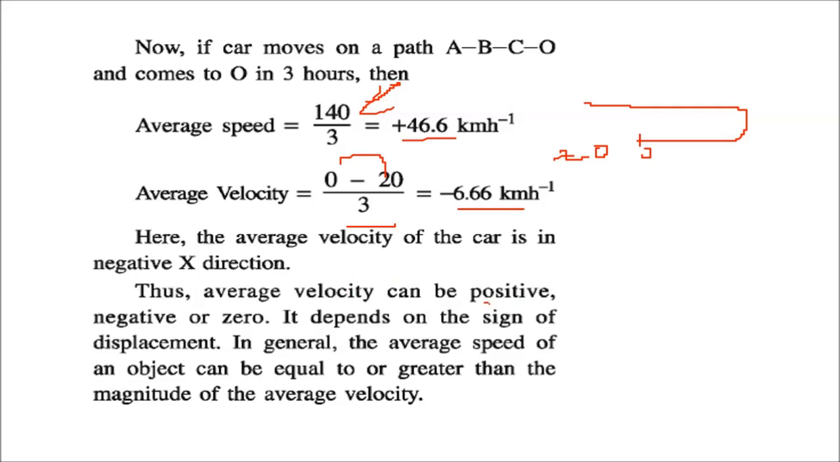So the average velocity can be positive, negative, or 0. It can be 0. So it depends totally on the sign of the displacement, and in general the average speed of the object can be equal to or greater than the magnitude of average velocity. It will not be less.